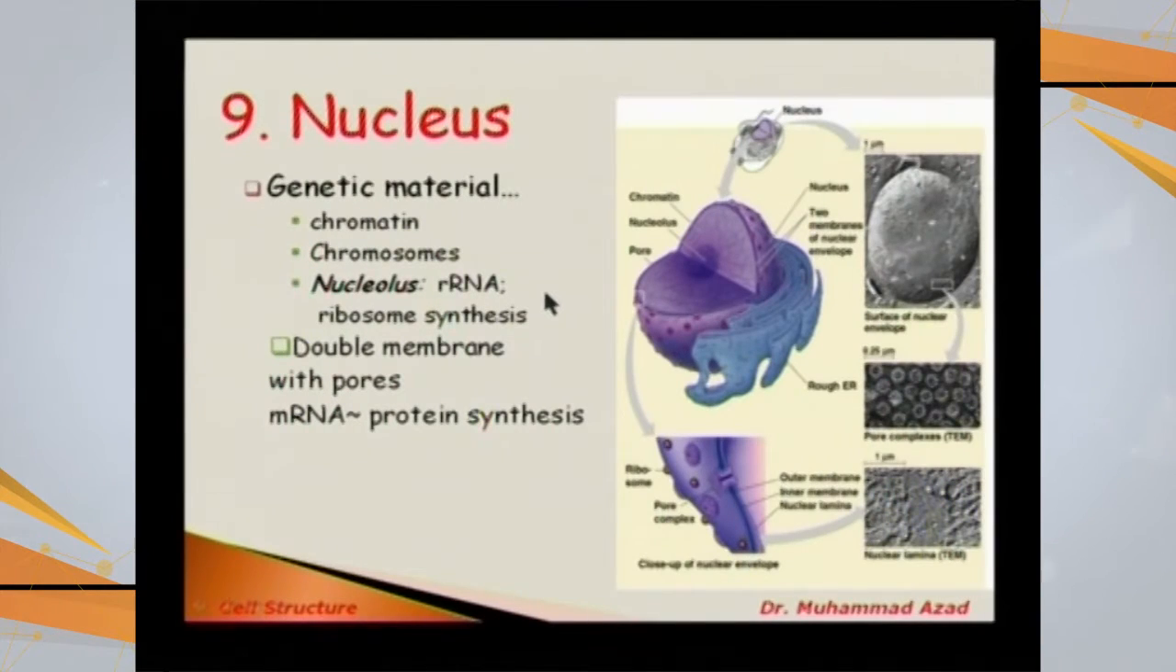Basically the nucleus is our genetic library. Genetic material is there in the form of chromatin, that is, uncoiled DNA molecules. Once the cell enters cell division, coiling of this chromatin occurs to take the form of chromosomes. One or more darkly stained areas are visible, called the nucleolus, and the nucleus is also bounded by a double membrane. A special feature of this double membrane is that it has nuclear pores.